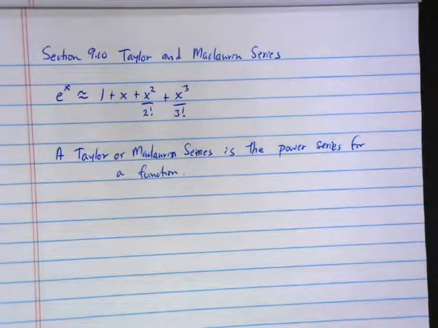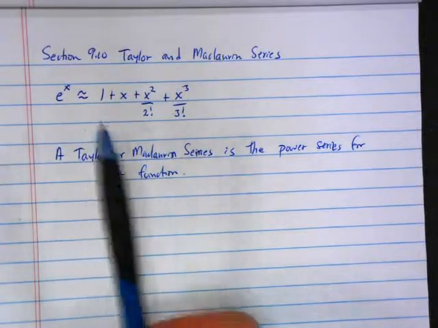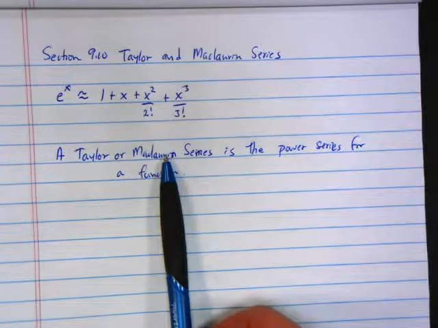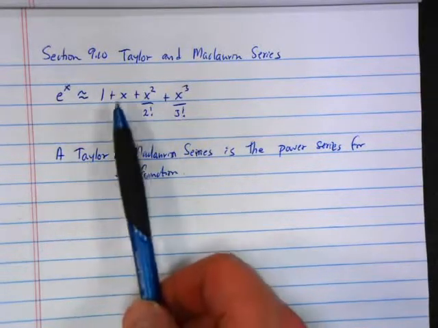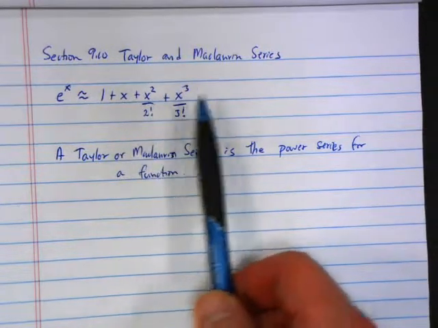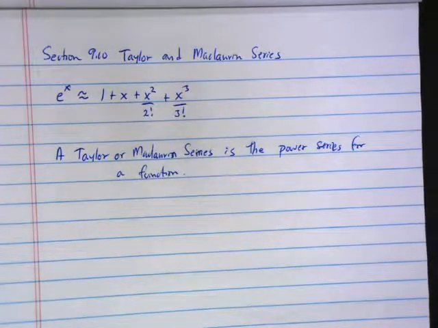What's the difference between Taylor and Maclaurin? Taylor is centered at some value c, where Maclaurin is centered at 0. So if I wanted a Taylor polynomial, I would have an x minus 1 here, an x minus 1 squared, and an x minus 1 cubed. So they're really the same thing. A Maclaurin series is just a Taylor series centered at 0.